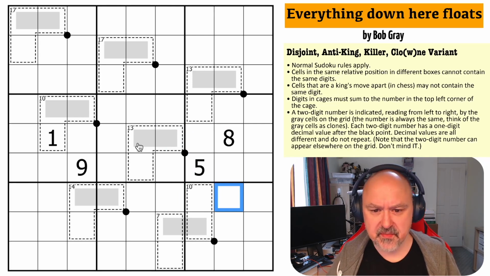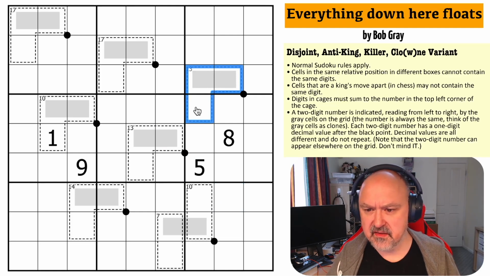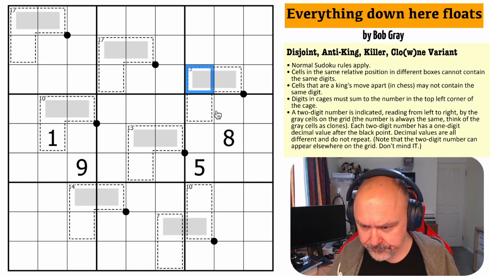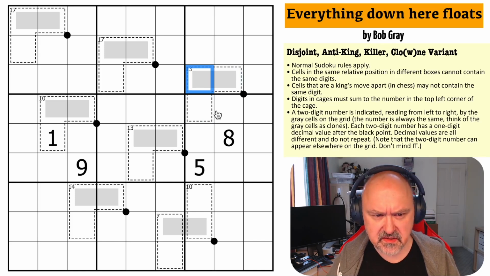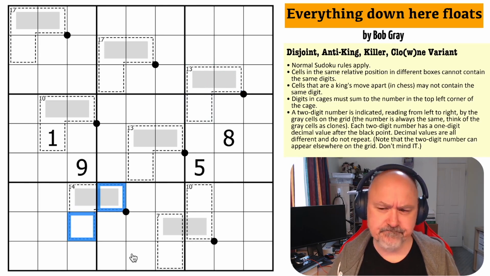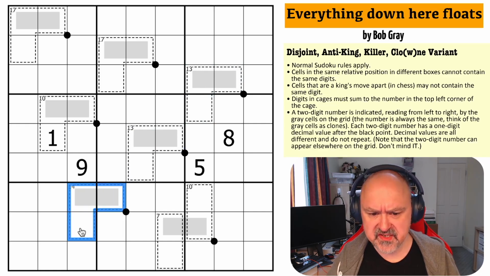Digits in cages must sum to the number in the top left corner of the cage. It doesn't say that digits can't repeat within cages, but I'm assuming that's the case, because this is the killer rule. We'll find out. It's not stated, but I'm going to assume that the sum of the digits in the cages will be the digit that is here. So these three will sum to 13. In fact, these two cages could repeat, but I'm assuming it's the normal killer rule, so the digits cannot repeat.